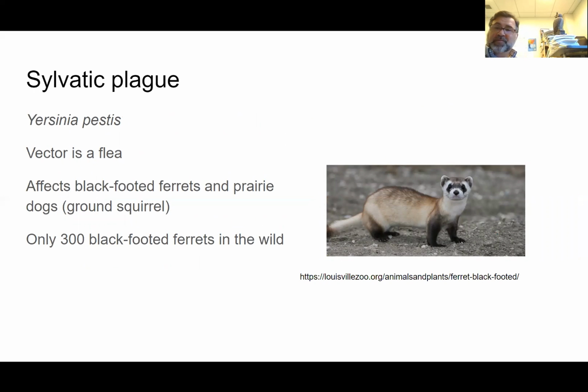Sylvatic plague. Remember the plague? In my mind, when you say plague, I think of medieval diseases, but the plague is still out there. Unfortunately, every once in a while, a human gets sick. It's caused by the bacterium Yersinia pestis. The vector is a flea. The way that people get it, and this is out west, is they'll come in contact with an animal, and a flea will jump off.